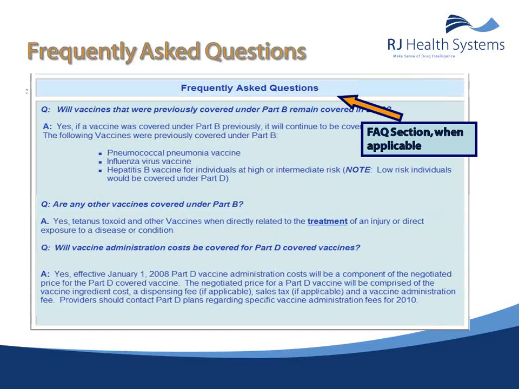However, there's also frequently asked questions for this. There are vaccines that were covered under Part B that moved over to the D benefit, but a number of them also maintained their B status, namely pneumococcal pneumonia vaccines, influenza vaccines, and Hep B vaccines for people who are determined to be high risk. And then also, please note that low-risk individuals would be covered at Part D. If we did a search off of Hep B drug, you would see that differentiation in the top box for B coverage for high-risk individuals and D coverage for low-risk individuals.